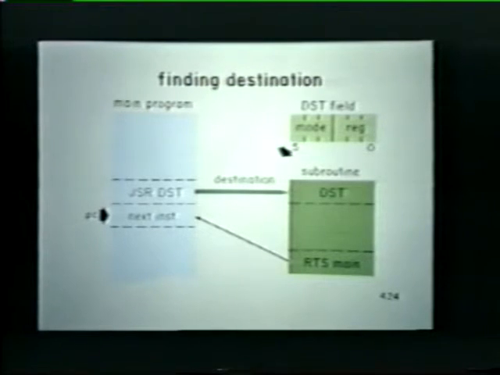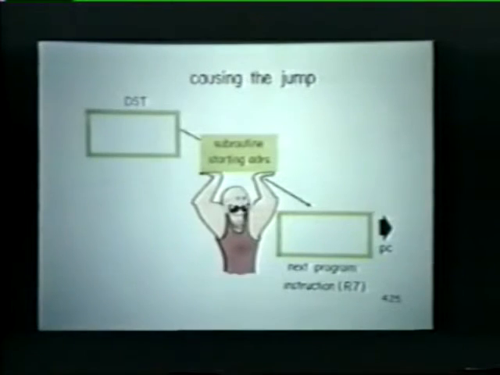Remember, this destination field consists of an addressing mode used in combination with a general purpose register. The destination field allows the CPU to locate the subroutine starting address. This starting address is moved into the program counter, thereby causing the jump to the subroutine. However, notice one problem. The PC currently holds the address of the next instruction in the main program.